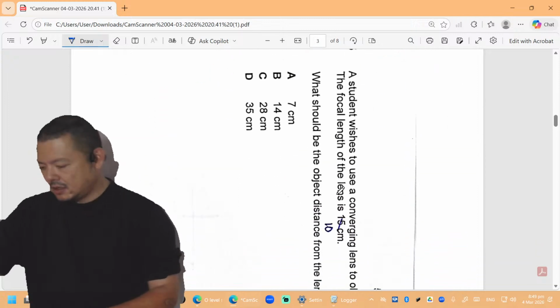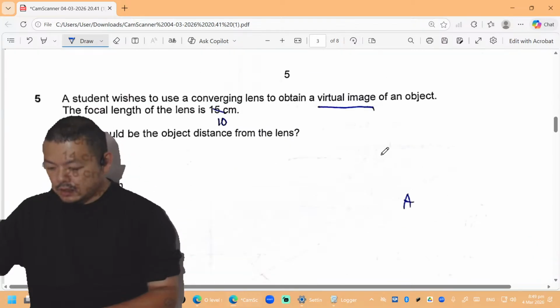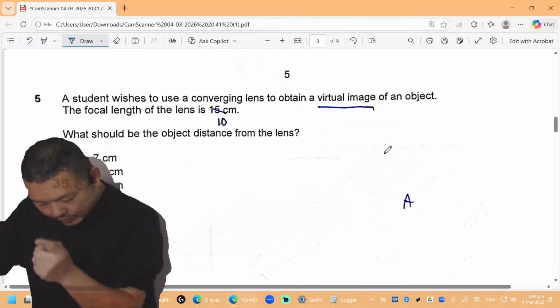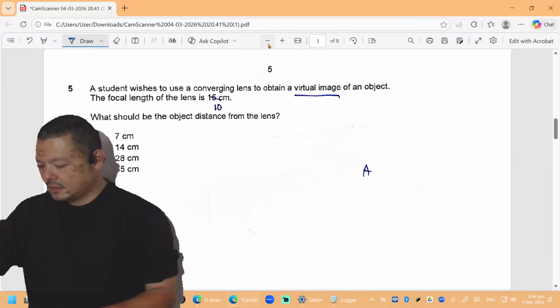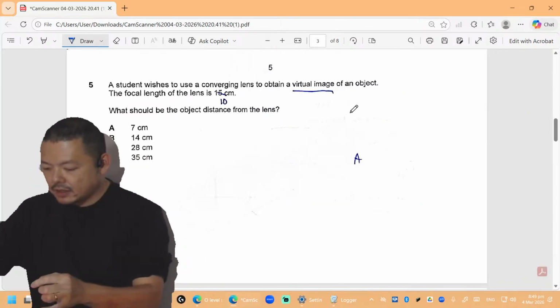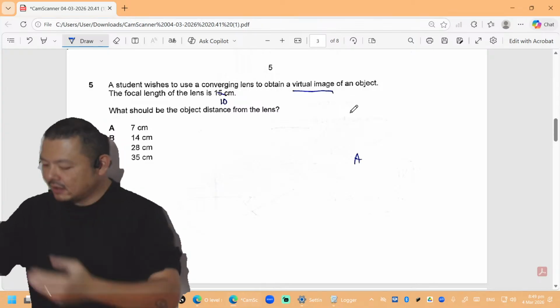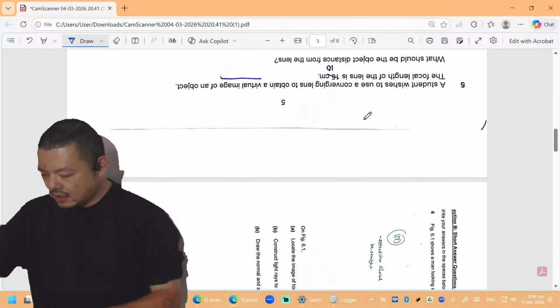Wait, I just want to see what the question is. So the important thing is this. How do you know the answer for this? Because you memorized it, right? If your focal length is 10, your object distance should be less than 10. Great, that's the whole point for lenses. A lot of students don't memorize.